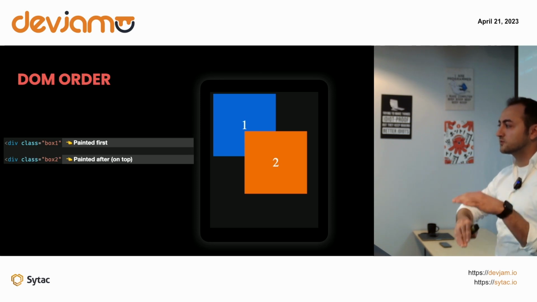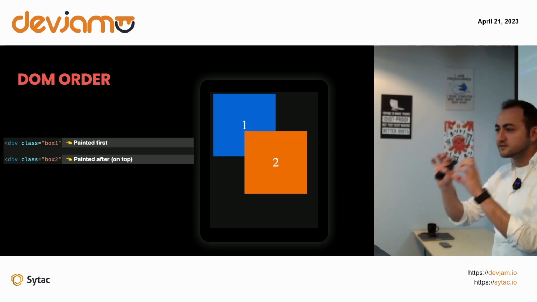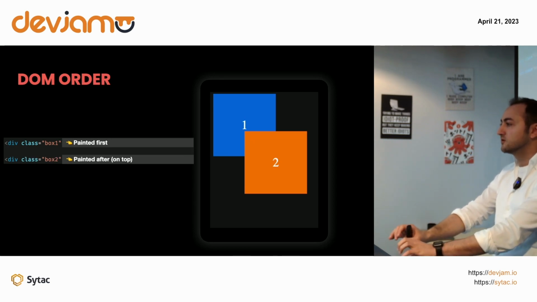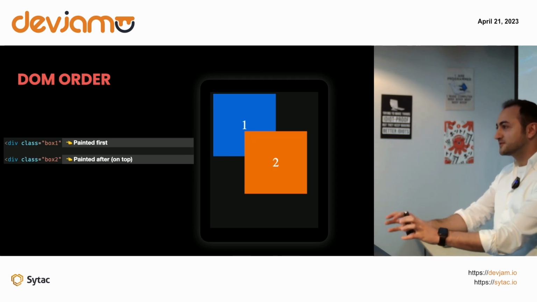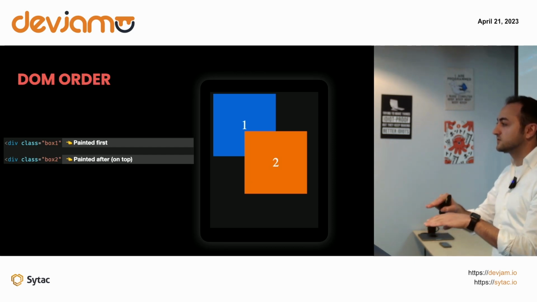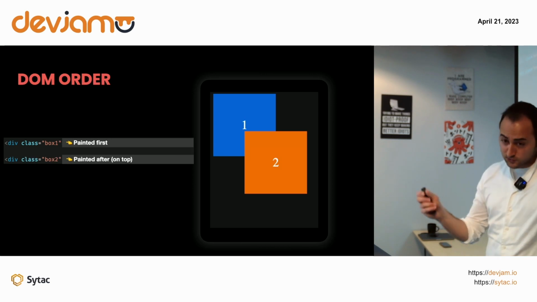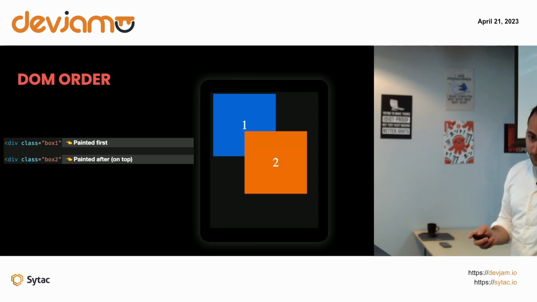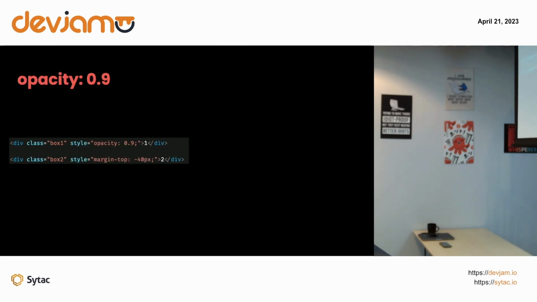So if the browser has two elements that have exactly the same situation, and they are in the same stacking context also, then the DOM order will be the last thing to decide which one goes on top. So it's quite important, but it's also the easier one. Now, let's get into more interesting stuff.